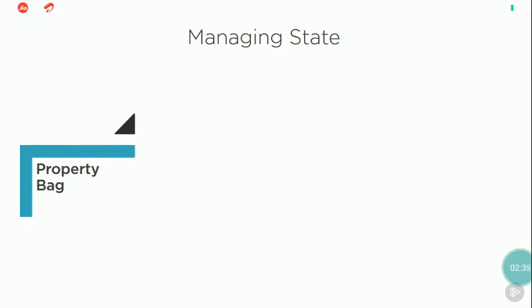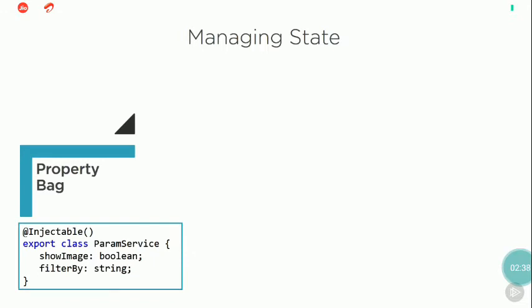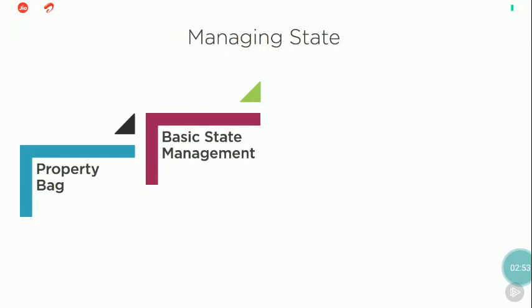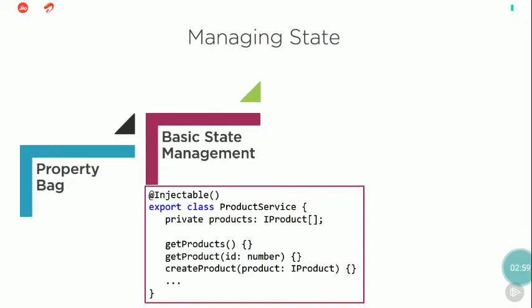There are many techniques available for managing state in an application. At the low end of the complexity scale is a property bag. We define a service that exposes simple properties that our components use to communicate state amongst themselves. We can think of services such as these as property bags, as they are just bags of properties with no real logic or state management. Moving up the complexity scale, we define a basic state management service that retrieves, manipulates, inserts, deletes, and stores application state. Our components use this service to share entity state and communicate state changes using Angular's built-in change detection.